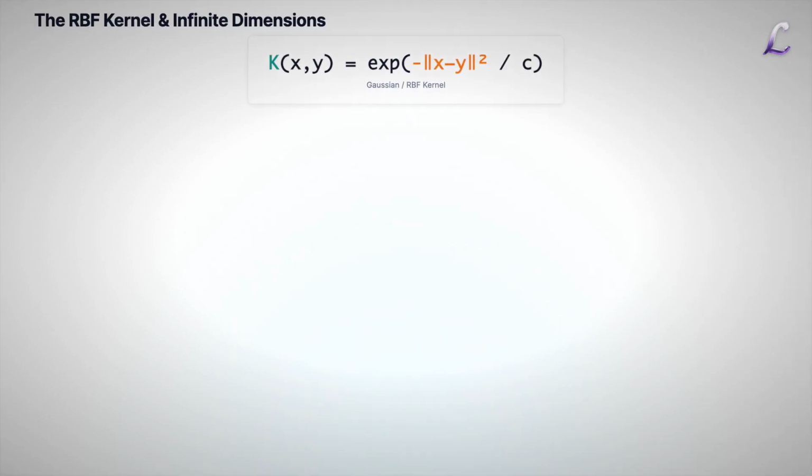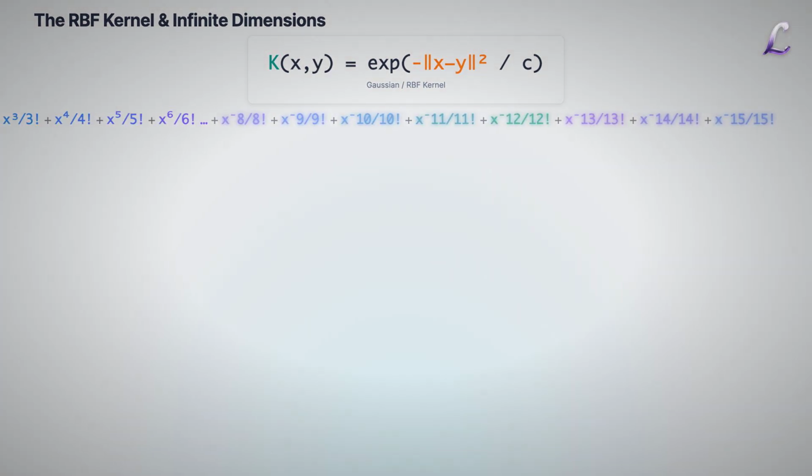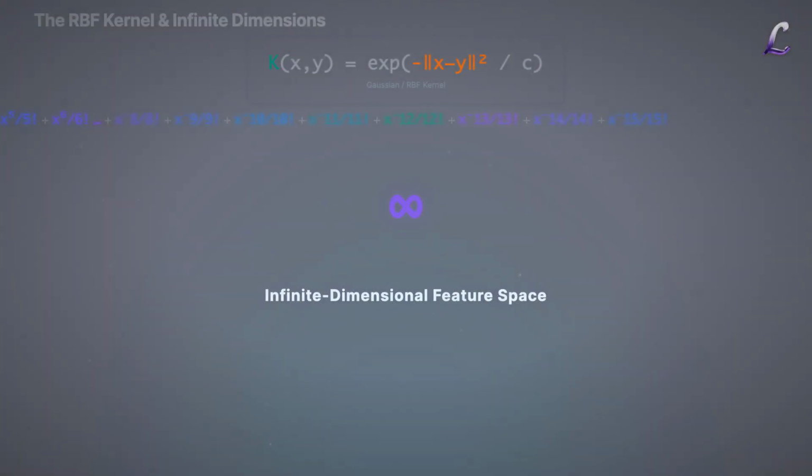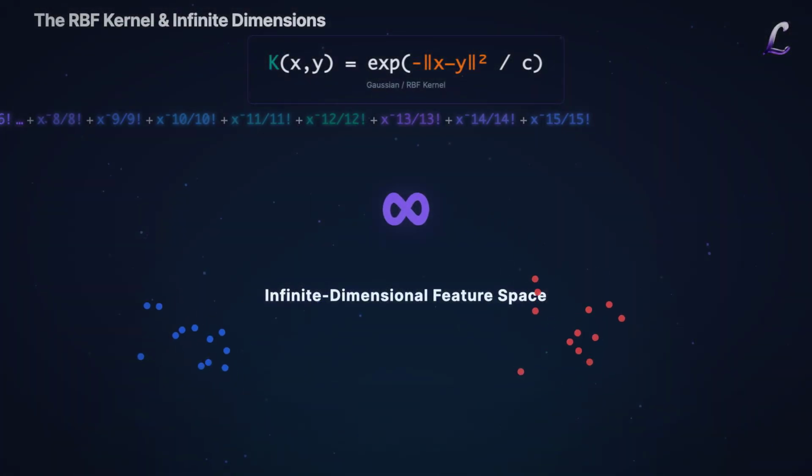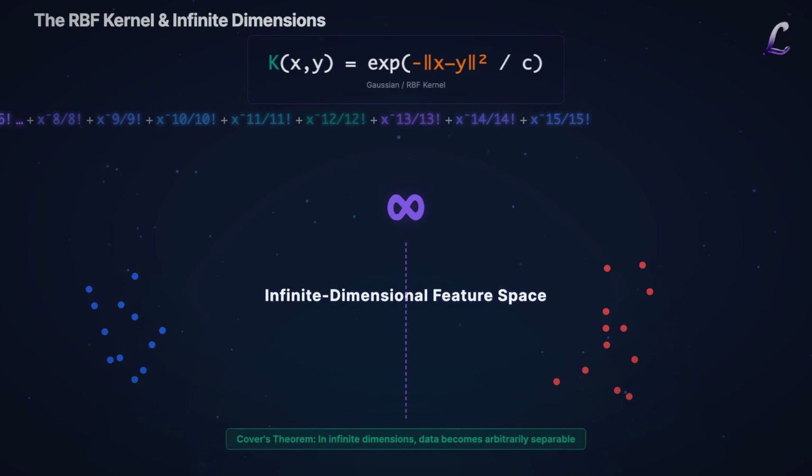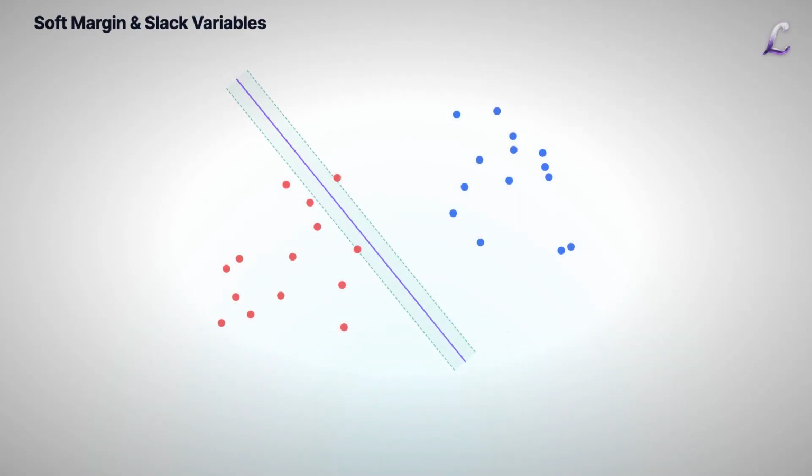It gets wilder with the Gaussian or RBF kernel. The formula is just an exponential based on distance, but if you expand this exponential, you get an infinite series of terms. This means the Gaussian kernel behaves like a dot product in infinite dimensional space. Thanks to Cover's theorem, in this infinite space, your data becomes arbitrarily separable. We can classify anything. But in the real world, data is noisy.